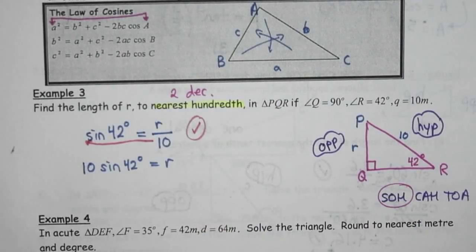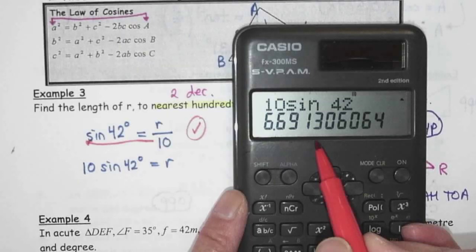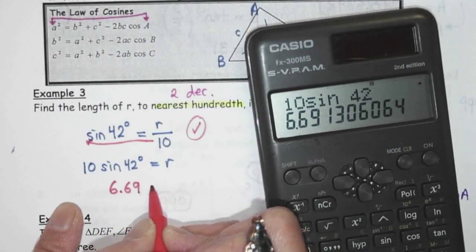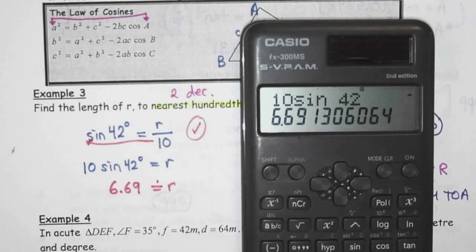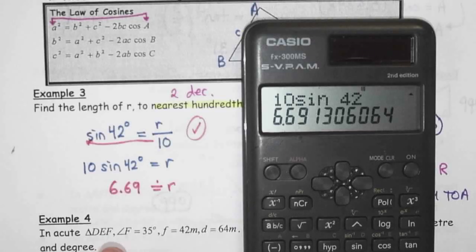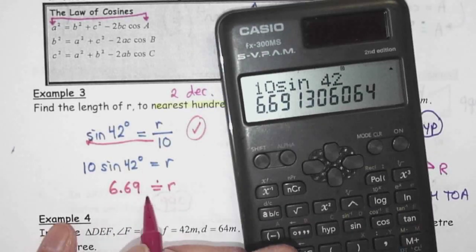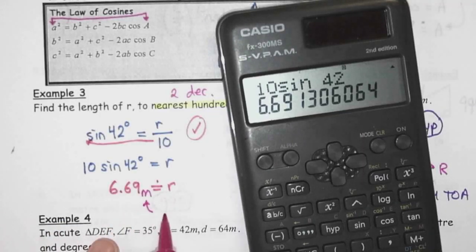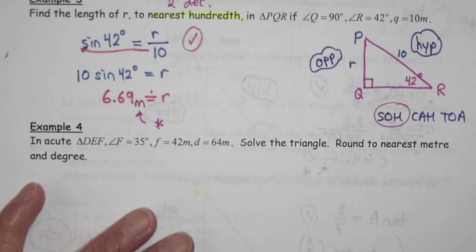So this would be, what do you get? 6 point, and I want hundredth. So I got 6.691. Hundredth is 2 decimals. So this will be 6.69 is approximately r. Do I have units? Meters. So let's remember that, meters. Make sure you put the meters right there. You can put it right at the end. If it's a sentence, do a sentence, but this one doesn't require a sentence.